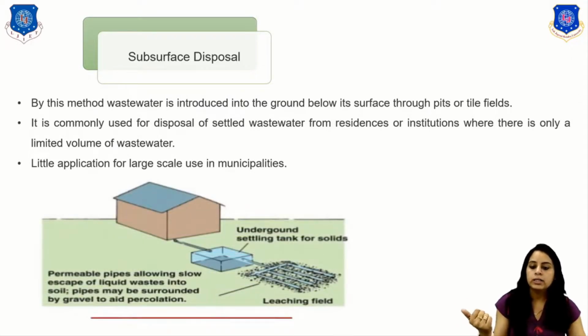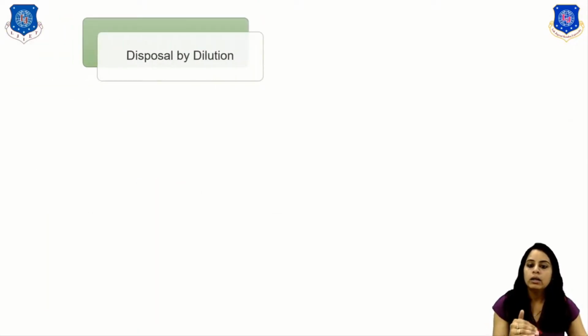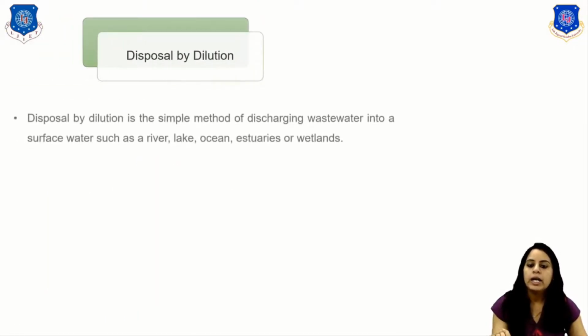Okay, you can see the permeable pipe which allows the slow escape of the liquid waste into the soil, and the pipe may be surrounded by gravel to aid percolation, right? Then an underground settling tank is there, then the leaching field is there, okay? And the third one is disposal by dilution.